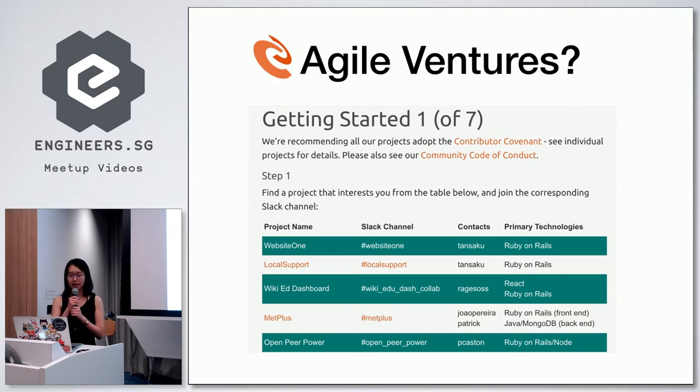So how to get started with Agile Ventures? They have a very comprehensive website on how to get started. From here, this is step one. You can see their projects involved, like the website one and the technology used for that project. And you can just join their Slack channel and contact the person in charge.